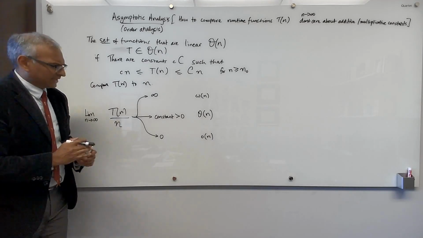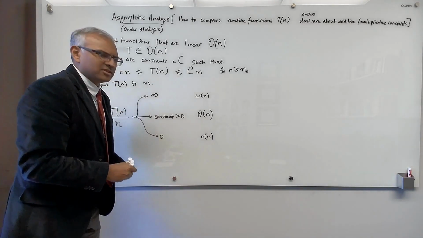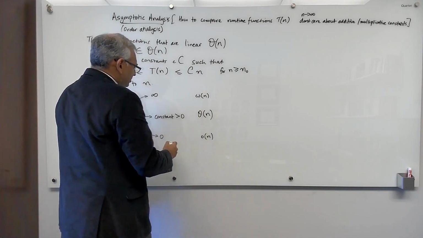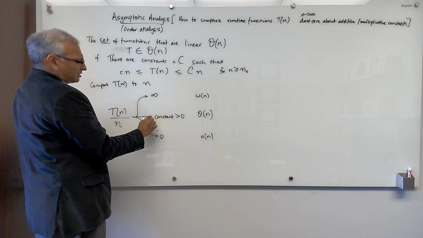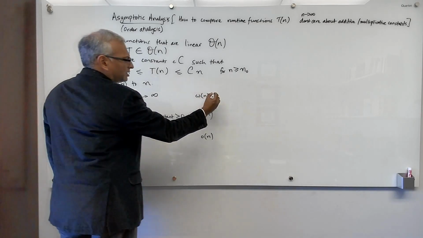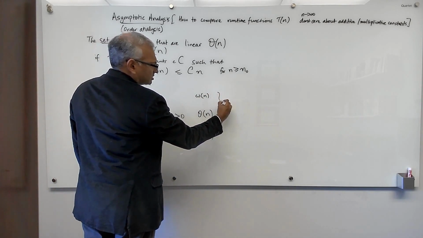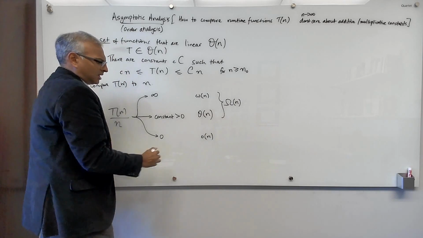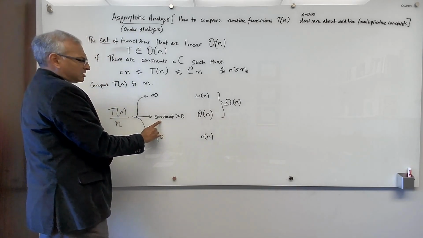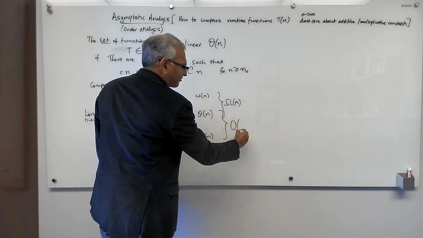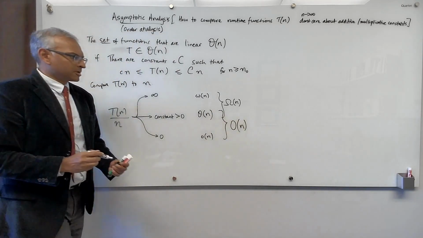And things get complicated, because we like to have notation for everything. And now we're just having excess and excess of notation. Okay. If the ratio is either a constant bigger than zero or going to infinity, we say that this is the set big omega of n. And if it's a constant bigger than zero or going to zero, we say that this is the set big O of n.